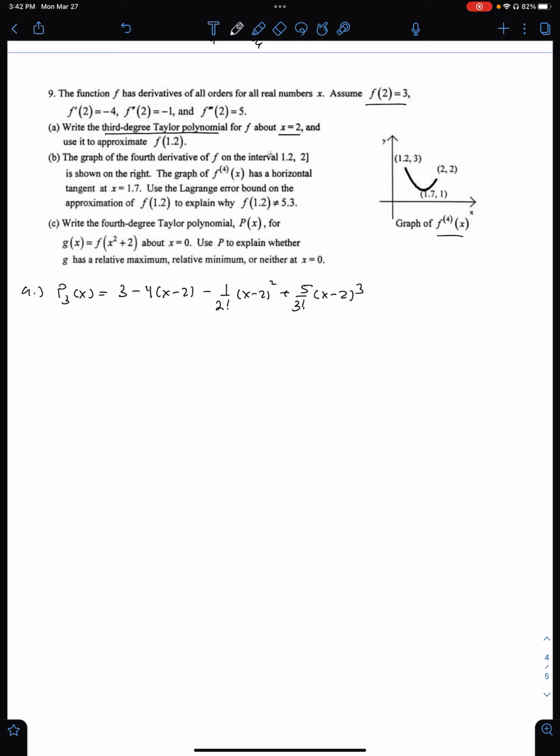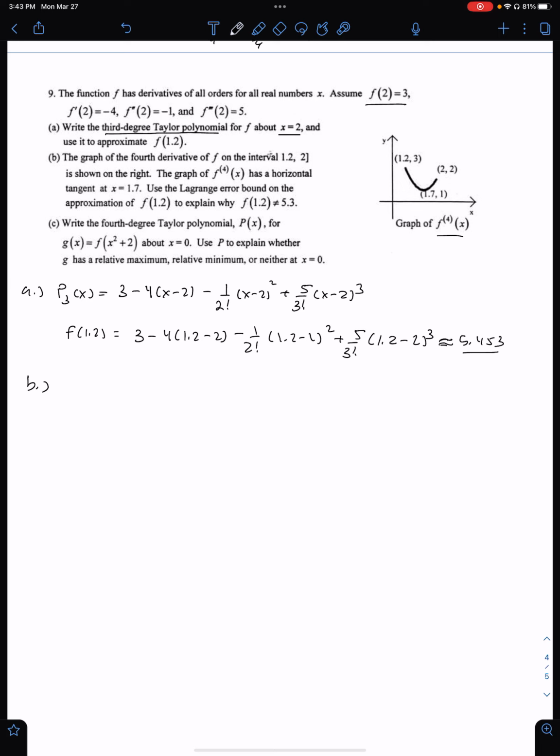We want to estimate the value at 1.2. That's going to become 3 minus 4 times (1.2 minus 2), minus 1 over 2 factorial times (1.2 minus 2) squared, plus 5 over 3 factorial times (1.2 minus 2) cubed. And if you type it in your calculator, you get about 5.453. I'll just type it in for you.